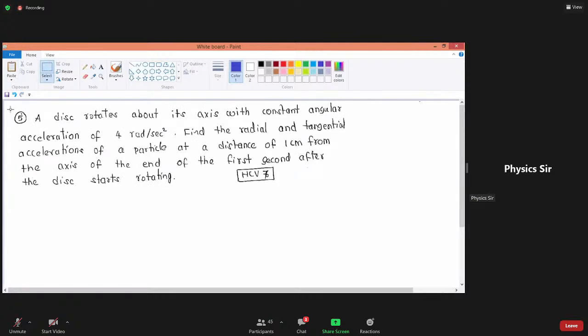ये सम नंबर 4 है. फिफ्थ गलती से लिख दिया मैंने, इसको फोर्थ लिख देता हूं. A disk rotates about its axis with constant angular acceleration of 4 radian per second. So beta, there is a disk which is rotating at the constant angular acceleration of 4 radian per second. It means the value of alpha is 4 radian per second square.